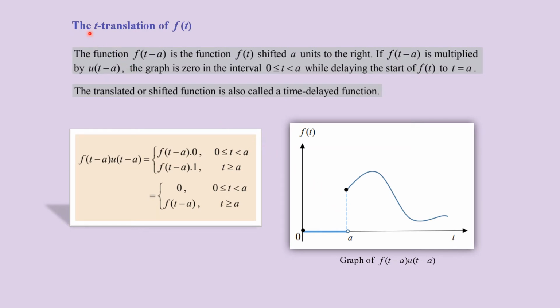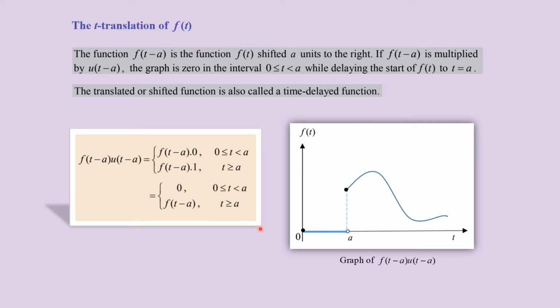The t-translation of f(t). We know that the function f(t − a) is the function f(t) shifted a units to the right. Now what if f(t − a) is multiplied by the unit step function? Now u(t − a) is either 0 or 1. That means f(t − a)u(t − a) is either 0 for t larger than or equal to 0 and less than a, or it is f(t − a) for t larger than or equal to a.